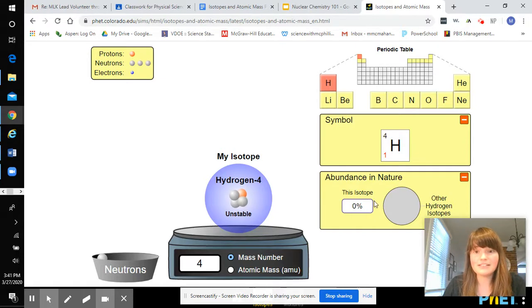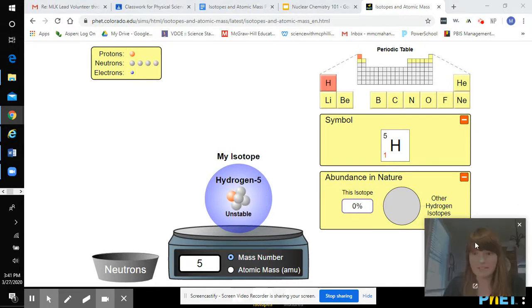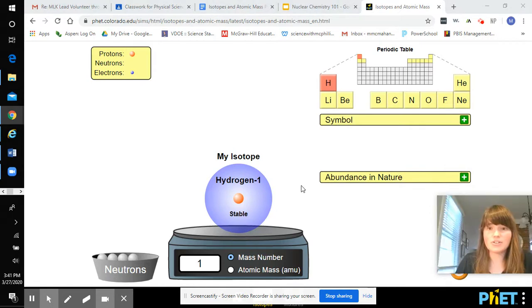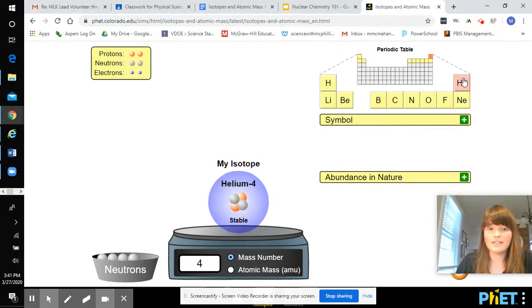Hydrogen-4, it says it's 0%. That means this does not exist. Hydrogen-5 also 0%, so it does not exist. Now I can also reset and I can show you helium.